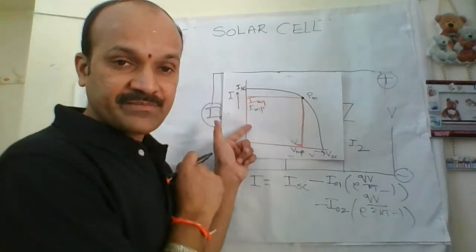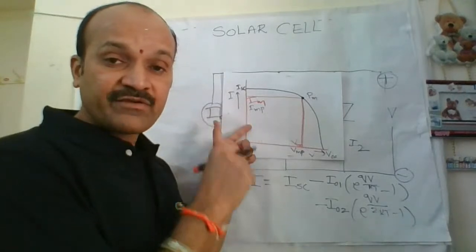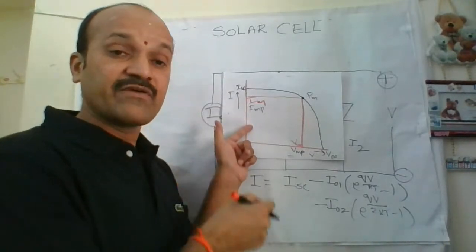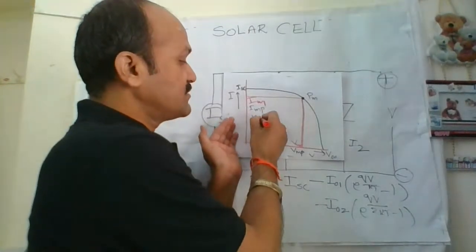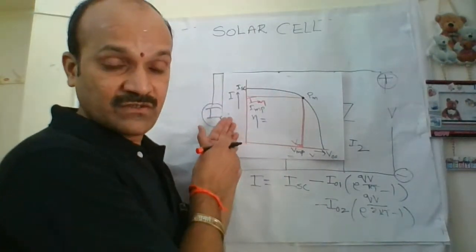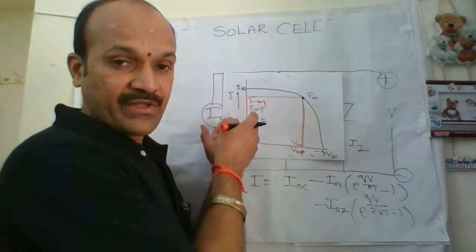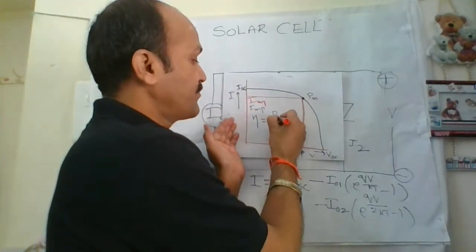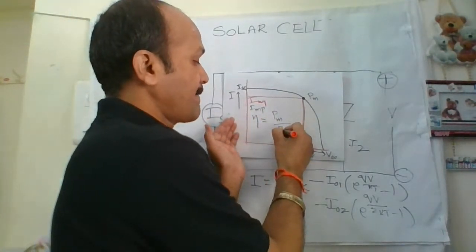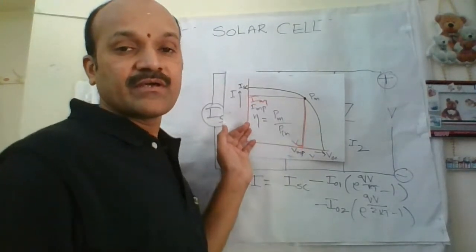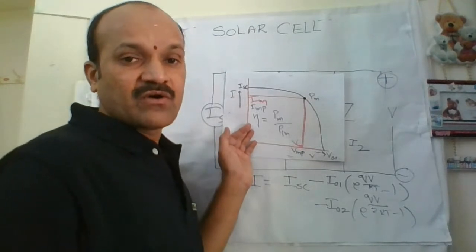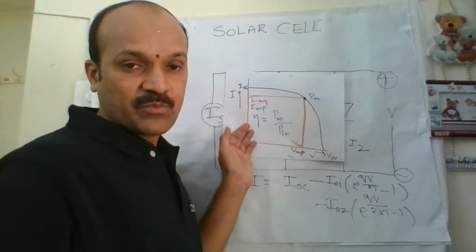IM or IMP. So how is the efficiency of the solar cell known? The efficiency, eta, is equal to P maximum by P input. What is the maximum power and what is the input power?